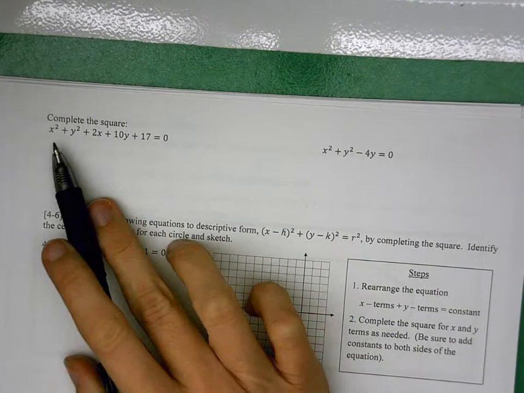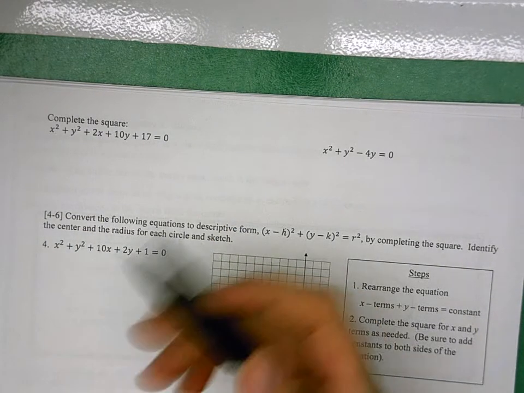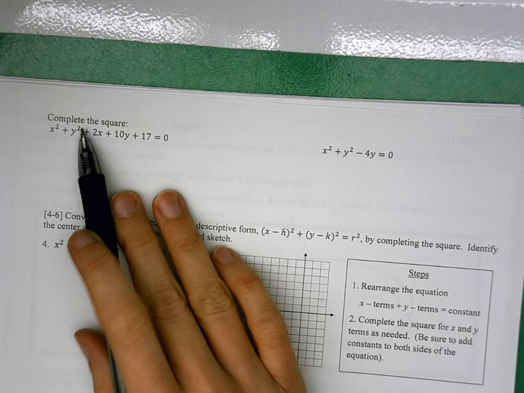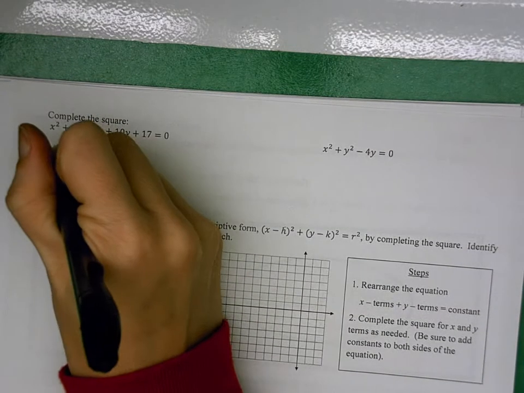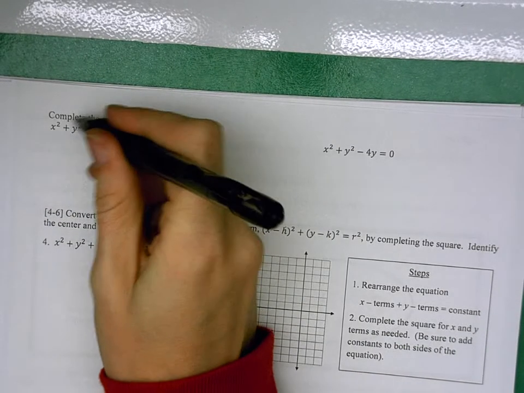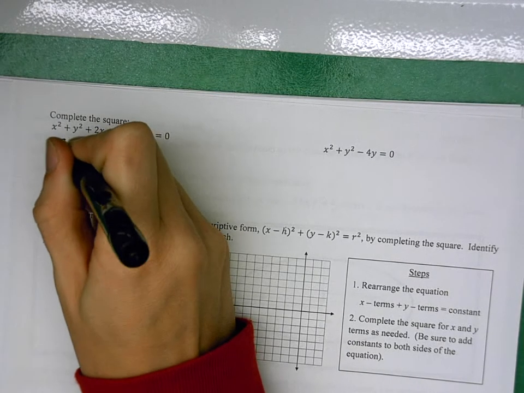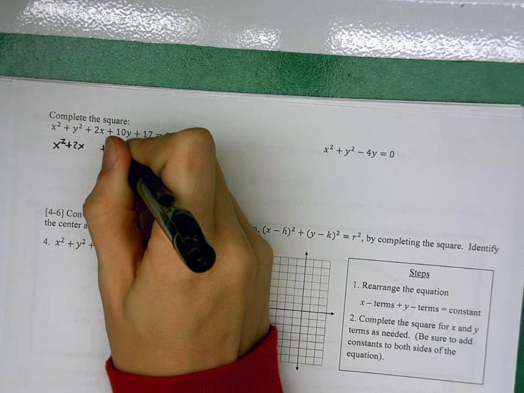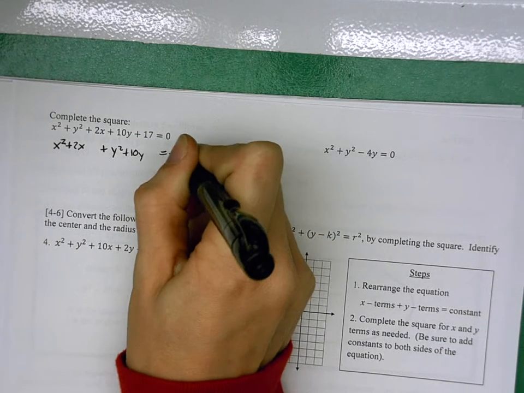Okay, step 1, we need to separate everything that's not part of the squared variable family. So in this case, I actually have 2 squared variables, x squared and y squared. So I'm going to keep all the x's and the y's together, meaning anything that's not an x or a y is going to get sent to the other side. I'm also going to reorder this so that my x's are together. So this is going to be x squared plus 2x, and then y squared plus 10y, but I'm going to subtract that 17 over to the other side.